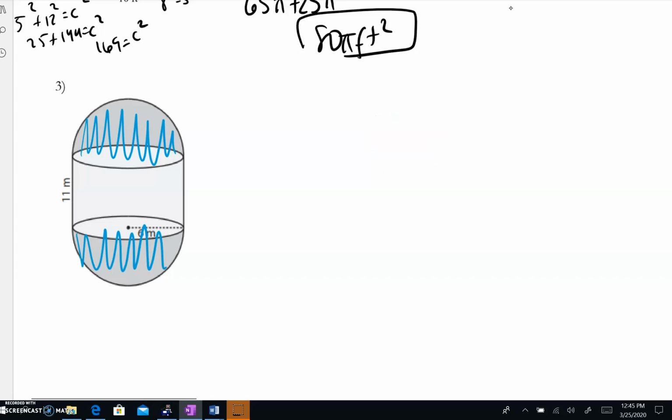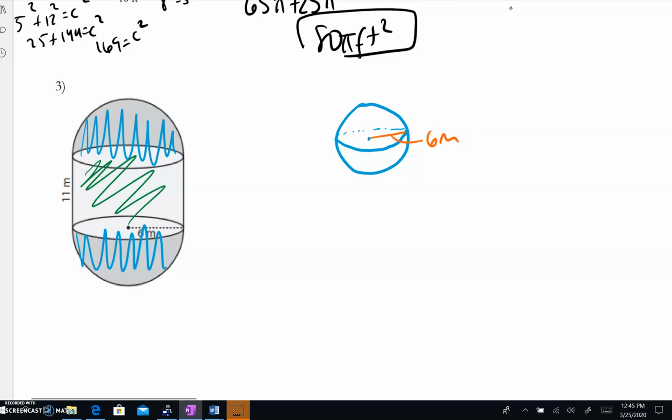If you have trouble drawing a sphere, here's my tip. I draw a circle. I do a curved line in the middle, and then do a dotted line behind it to show the other side of my sphere. So it looks like we've got a sphere, right? According to the picture, the radius is 6 meters. And then if we look in the middle, it looks like we've got a cylinder.